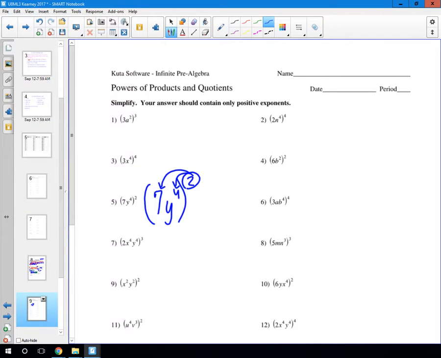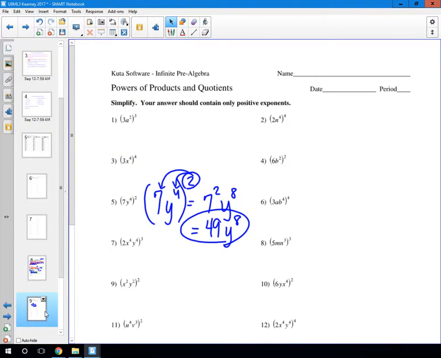Okay? So that would mean, if we were to expand that out, that would be 7 squared, and then y to the 4th squared, which would be y to the 8th. And then we can simplify 7 squared, which would be 49 y to the 8th. Okay? How are we doing, guys? Can you do one more?